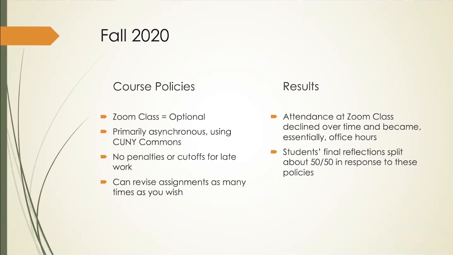This turned out, it shouldn't have surprised me, I think, but it did. Attendance declined pretty rapidly over the course of the semester, and as that was happening, I started planning less for asynchronous sessions because I knew not that many people were going to be there. So it became essentially office hours over time, which was fine with me. The whole purpose was to let students do what was easiest for them to manage all the different points of their lives, but that was how it went. But in their final reflections, they were about 50-50 in terms of whether or not they liked how I had set up the class.